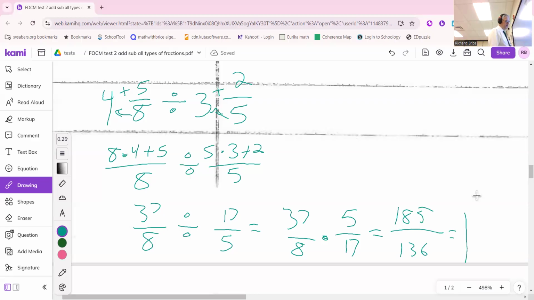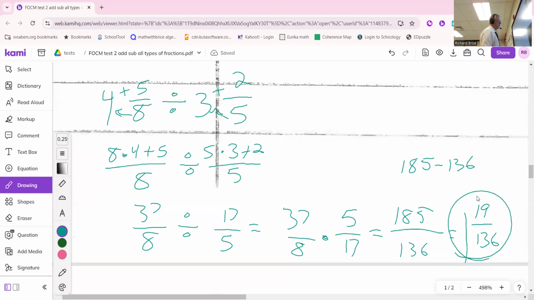Now here we have an improper fraction. I know that 136 goes into 185 once. And then I subtract the two. 185 minus 136 is 19 over 136. 19 is a prime number. It doesn't go into 136. Nope, just checking, doing my multiplication. And there it is. Remember, if you have any questions, ask me in class. I will see you tomorrow.